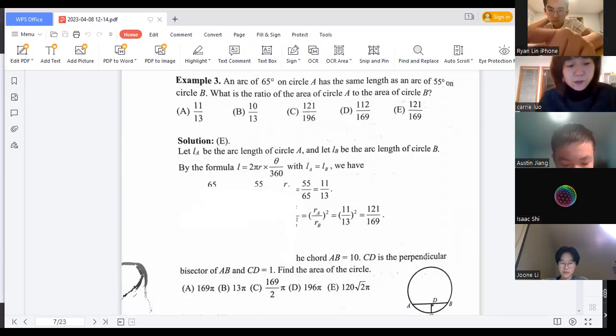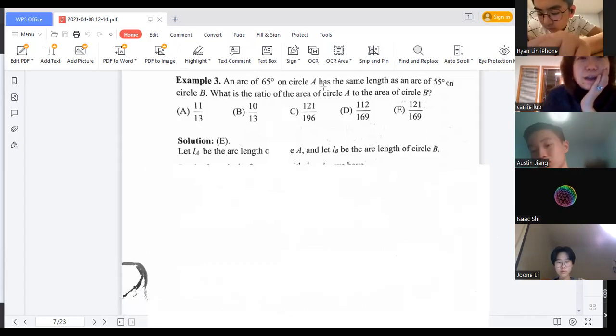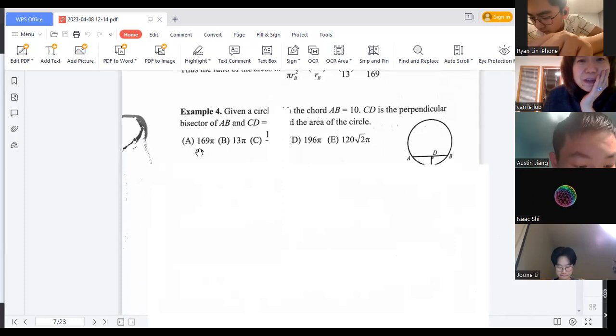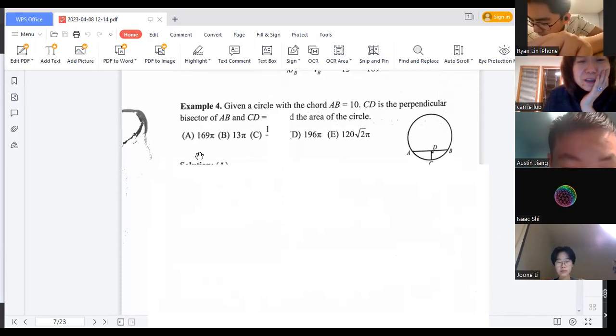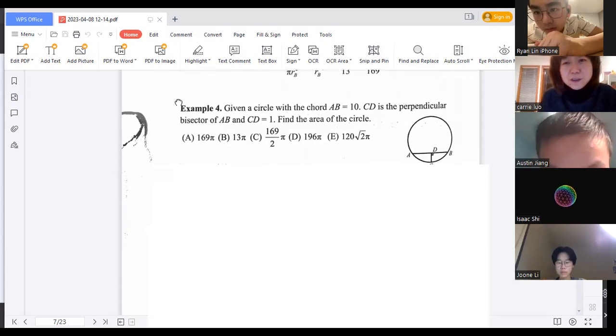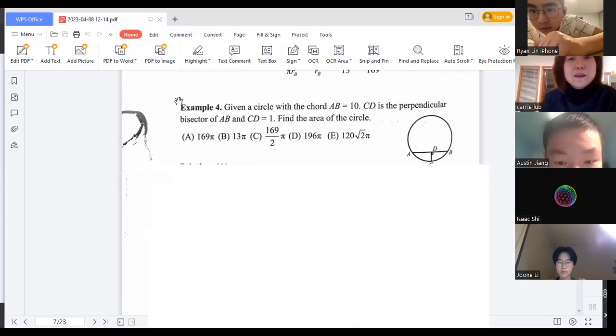So I'm going to just block 一下，这样子的话你们看着比较舒服一点。好，移出来，好了。Given that circle and the chord AB equals 10 centimeters and CD is perpendicular bisector of AB, so CD equals 1. Find the area of the circle.